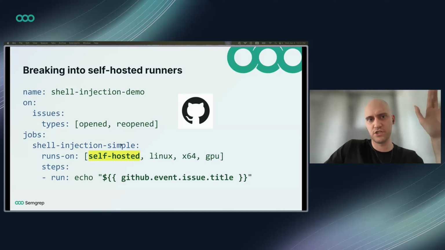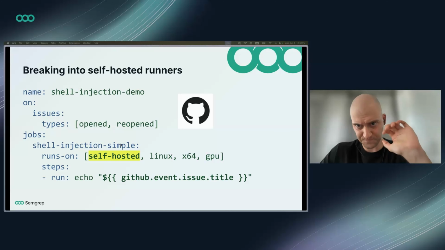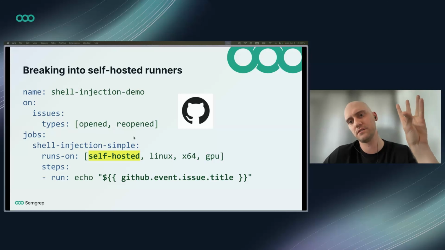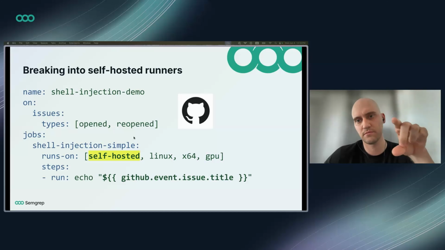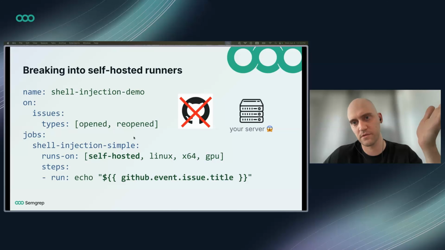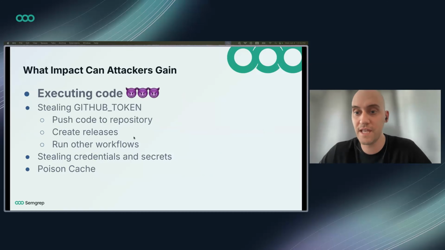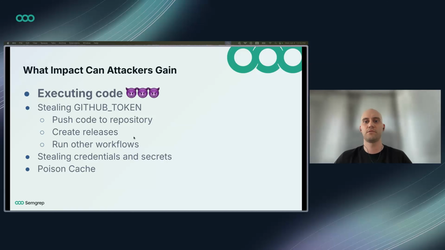The first one with the injection, quite simple. What's the difference here? The difference now is that this workflow is executed not on GitHub, but on your server, or the server of the organization that you want to hack. And now the impact that we were talking about before, the first one, just the fact of executing code, is much more significant. It's much more important.